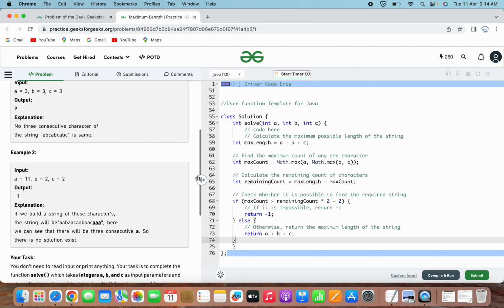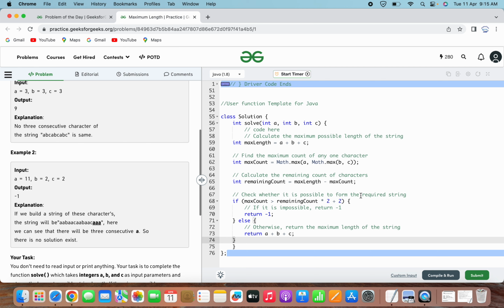This solution first calculates the maximum possible length of the string, which is the sum of the counts of A, B and C. It also finds the maximum count of any of these characters using the Math.max function. The remaining count of characters is then calculated by subtracting the maximum count from the total length. The code will then check whether it is possible to form the required string or not.